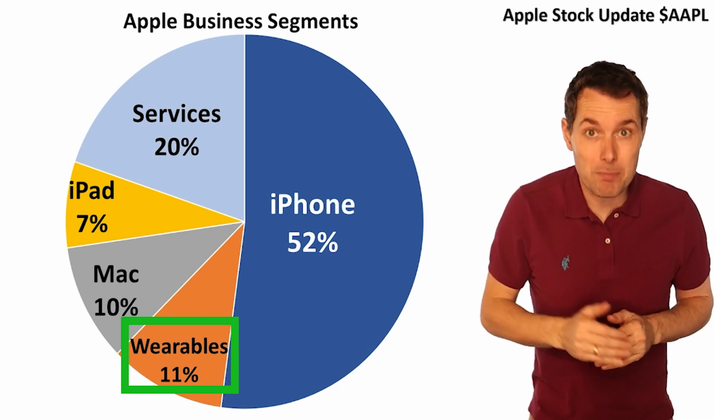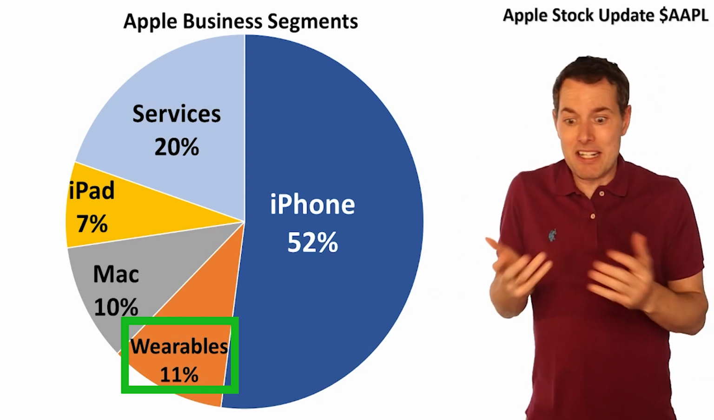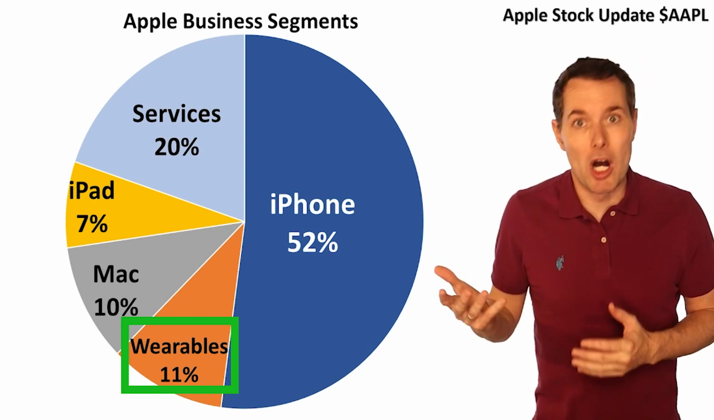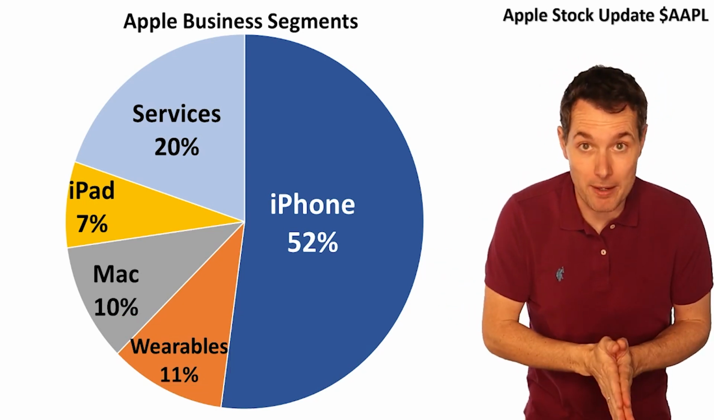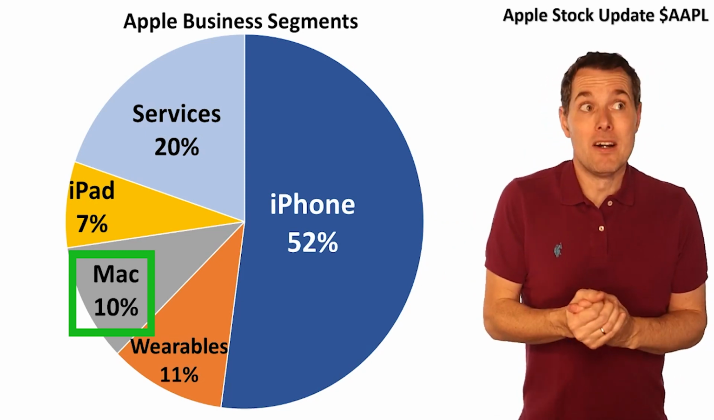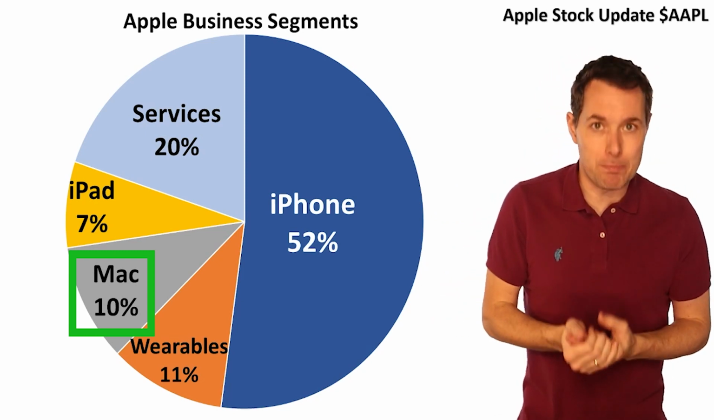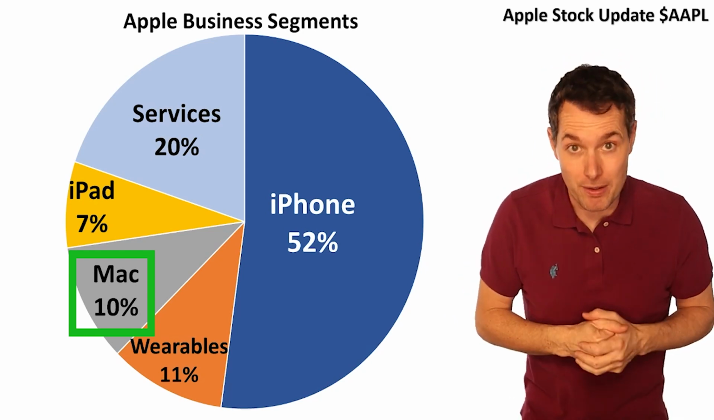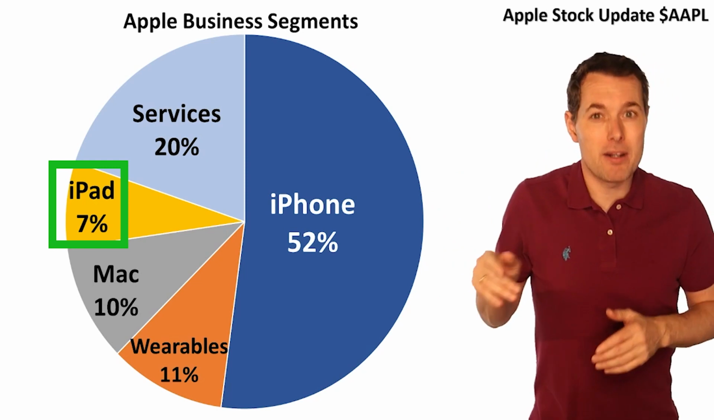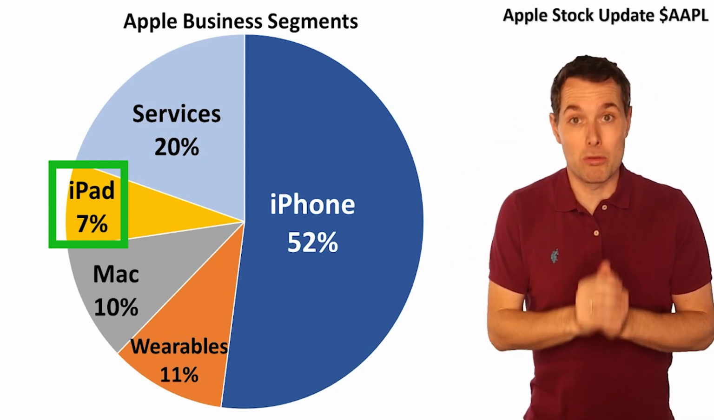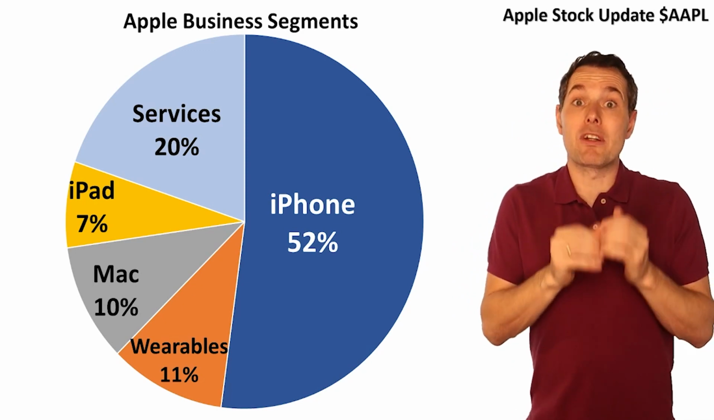Wearables are up to 11%. Just a few years ago, that was much, much smaller, but that is things like, by the way, the Apple Watch. That group growing is a very good sign. The Mac, about 10% of revenue. Again, that was smaller than I expected. This is one of their oldest legacy products, the Mac computers, and that only represents about 10% of revenue. Then finally, they have the iPad. We're going to come back to this one in a second, but again, we can see it represents about 7% of total revenue. So now let's look a little bit closer at each of the numbers.